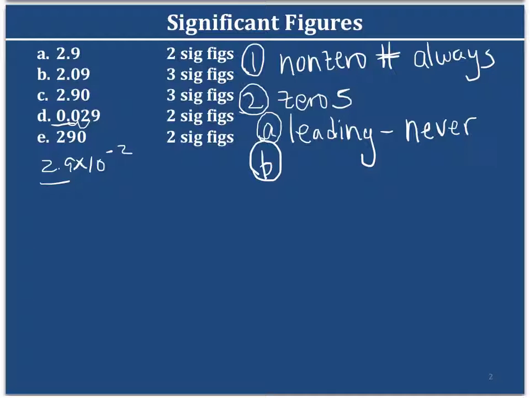Second type of zero, captive zeros. So captive zeros, let's see, B is a great example of captive zeros. It's just a 0 between 2 other numbers. Now, it doesn't have to be just 1 zero between the 2 other numbers. I could have had, instead of 2.09, I could have had 2.0009. All of those zeros would be captive. Captive zeros are always significant.